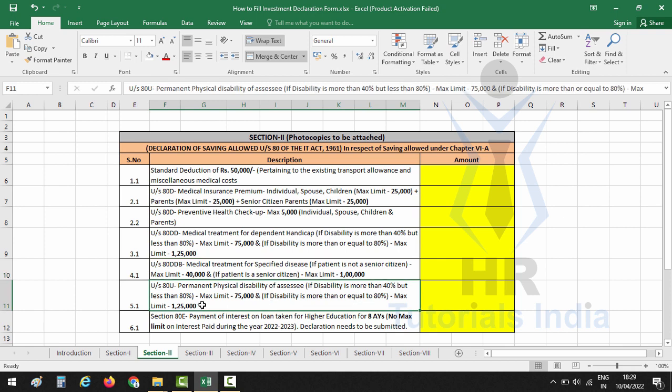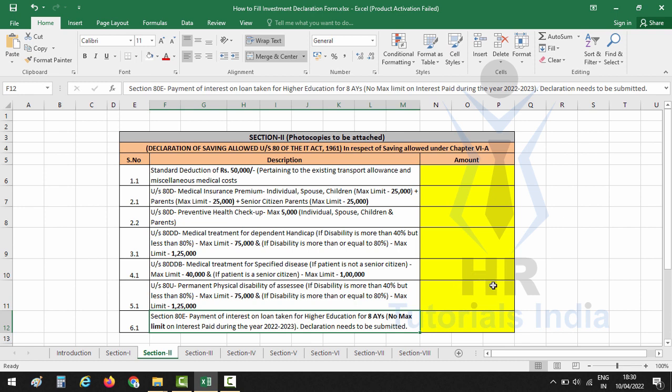Under section 80U, permanent physical disability of assessee, which means if the disability is more than 40% but less than 80%, then the maximum limit will be 75,000, and if the disability is more than or equal to 80%, then the maximum limit is 1,25,000. Then finally comes section 80E under section 2, which is payment of interest on loan taken for higher education, and it is for a maximum of 8 assessment years, and the interest is fully exempted.